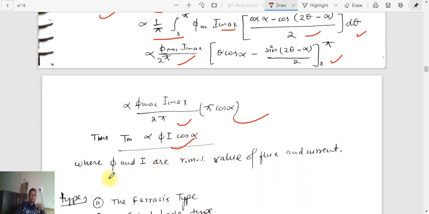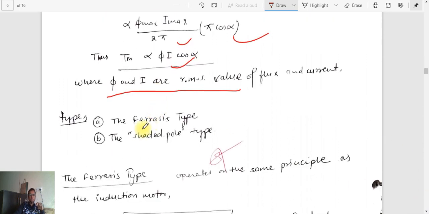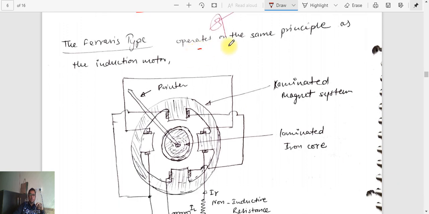where phi and I are the RMS values of the current. The Ferraris type and the shaded pole type. We will take the Ferraris type, with the same principle as the induction motor.